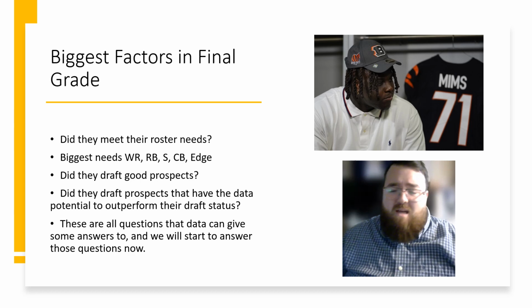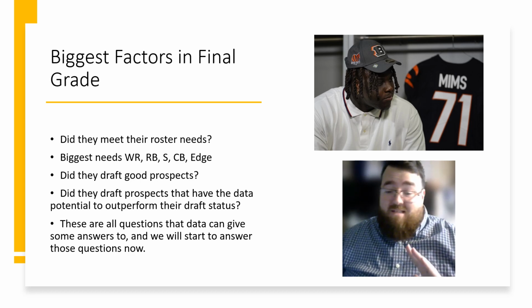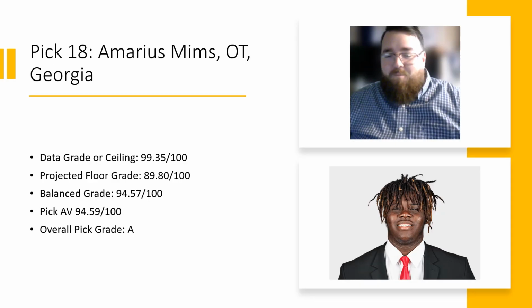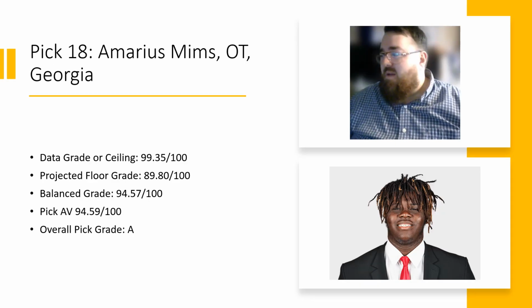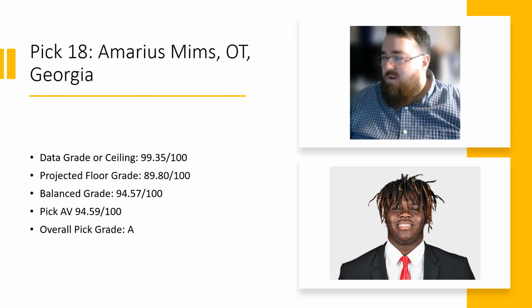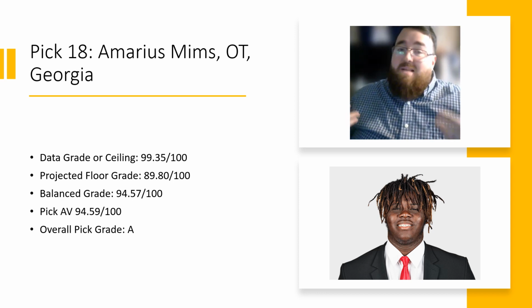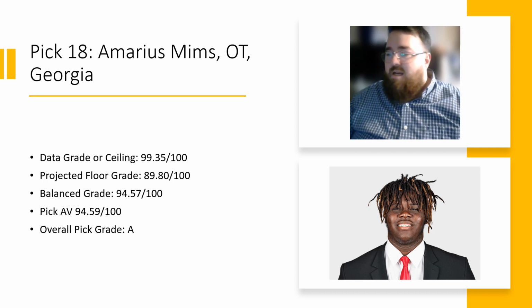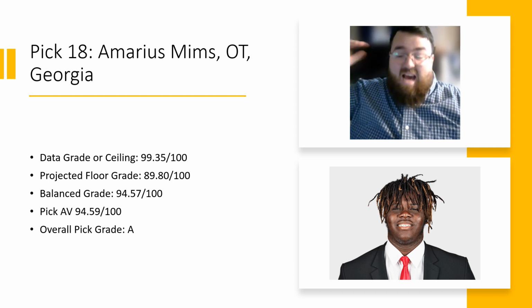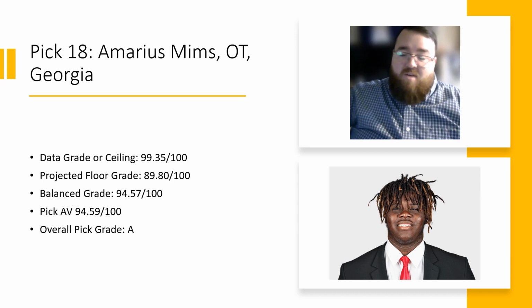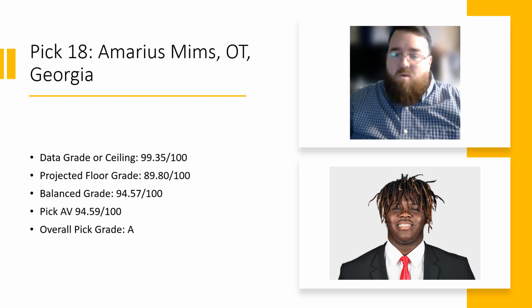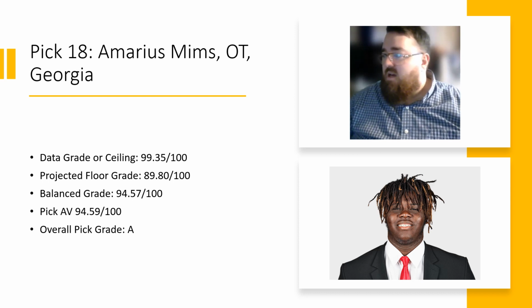So, with all those questions about data out of the way, let's get to grading their draft class. Starting with the first pick, they picked Amarius Mims, offensive tackle out of Georgia. He was their first pick. He probably is their best pick. He has a 99.35 data grade in terms of his ceiling, so a really high grade. Elite physical metrics, elite athleticism traits in many ways, great size, everything you would want in an offensive tackle, he has. The floor grade for him is 89.80 out of 100.